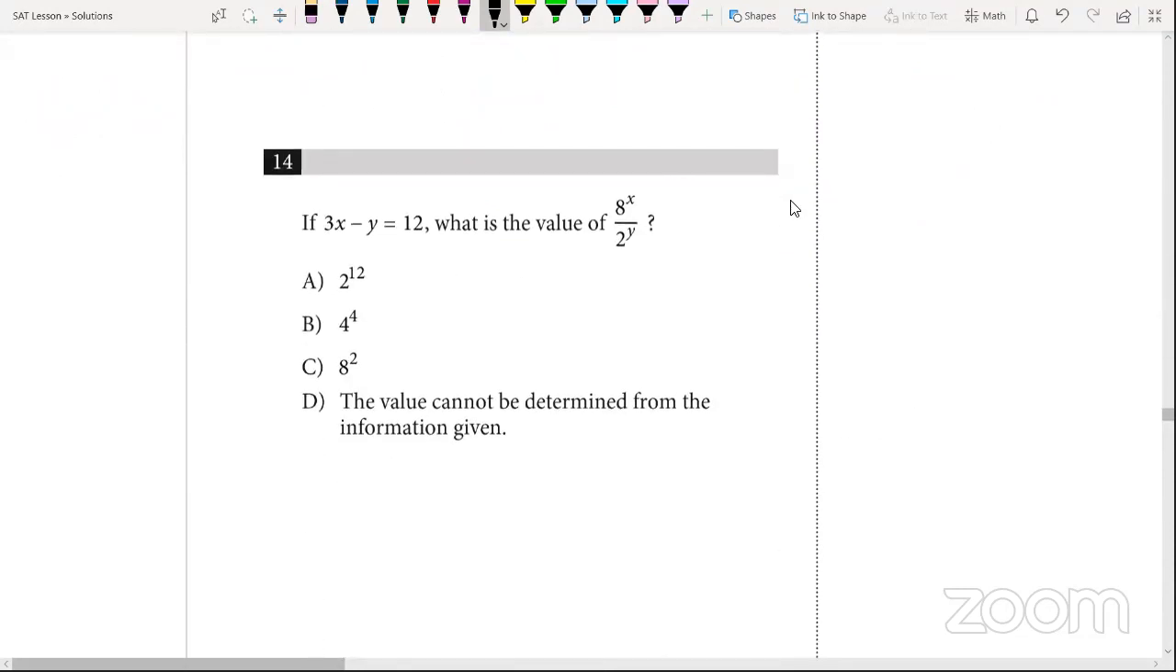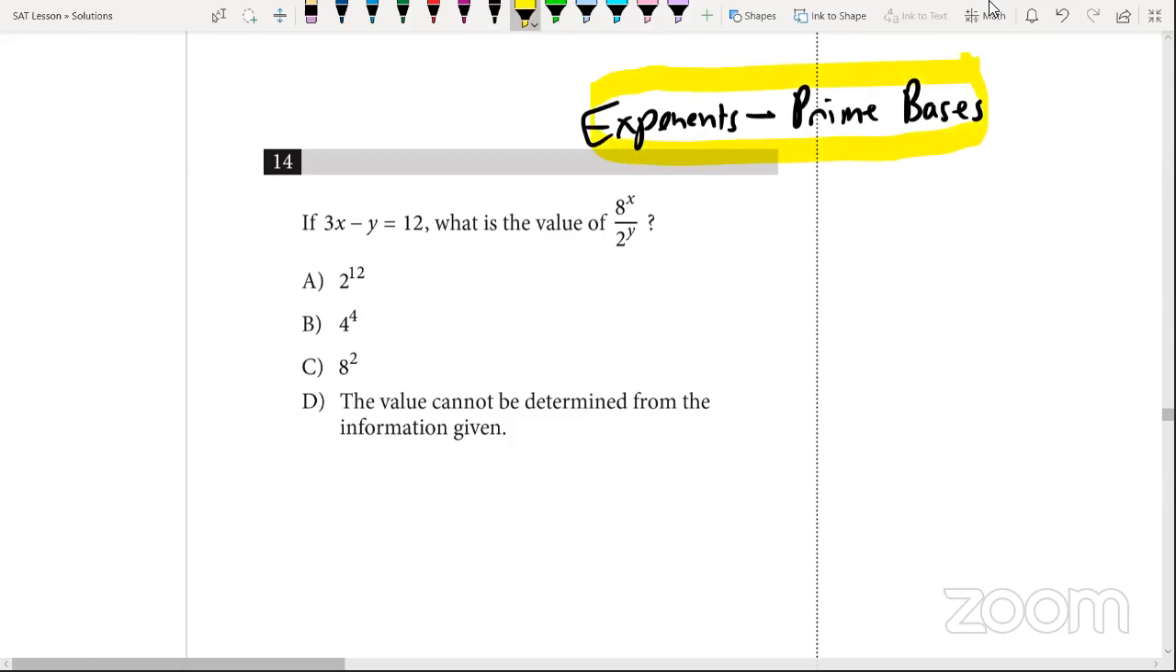3x minus y equals 12. Okay, so when you have an exponent problem, they're often made easier by finding the most prime bases that you can find. So the most prime bases we can find. So our bases for these exponents are 8 and 2. 2 is a prime number already, but 8 is the same as 2 to the third. So we can convert this to (2 to the third) to the x over 2 to the y.